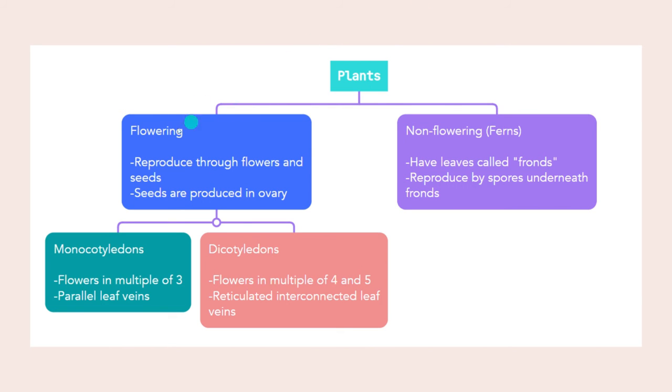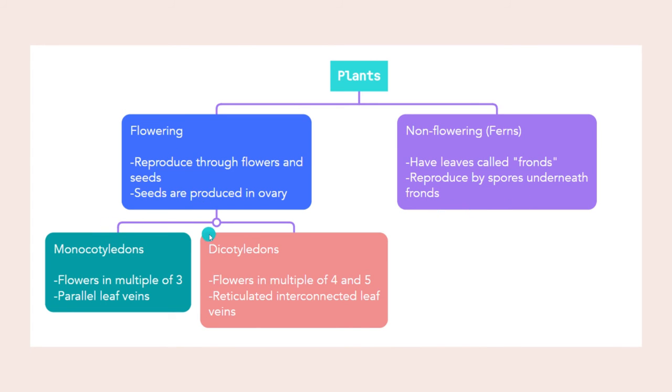Plants are classified into two groups: flowering and non-flowering. The flowering plants reproduce with flowers and seeds. The seeds of flowering plants are produced in the ovary. The non-flowering plants have leaves called fronds and they reproduce by spores underneath the fronds.